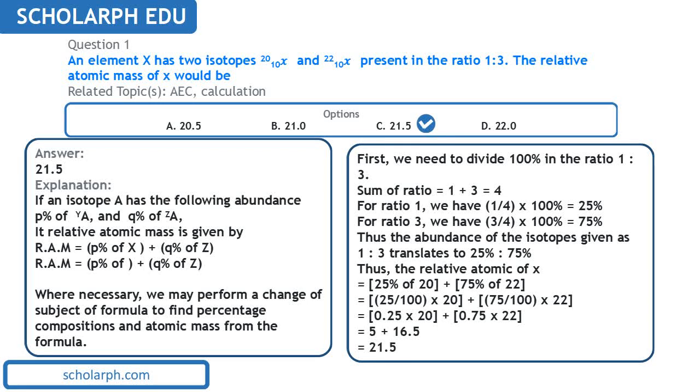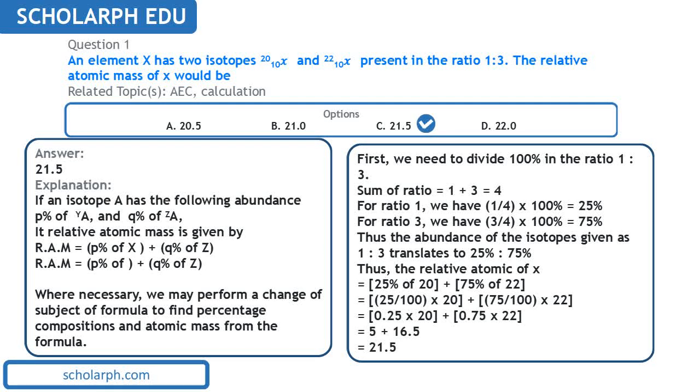That is, 1 times 100, that is 100, divided by 4, and that will be 25%. For the other isotope that has a ratio of 3, we are going to have 3 over the sum of the ratio, which is 4, times 100%. And that will be equal to 3 times 100 is 300 divided by 4 is 75%. So that means that the abundance of this isotope is 25% and of the other is 75%. So we can now use this formula here: 25% of this plus 75% of this.